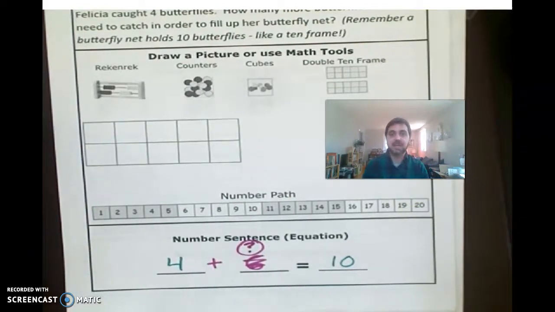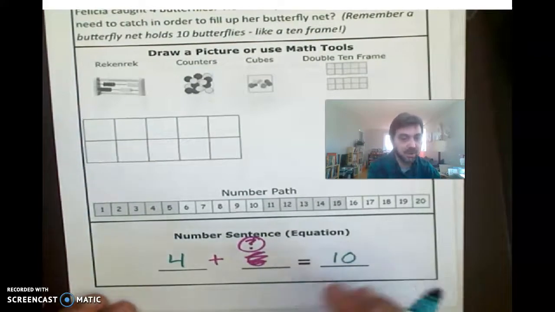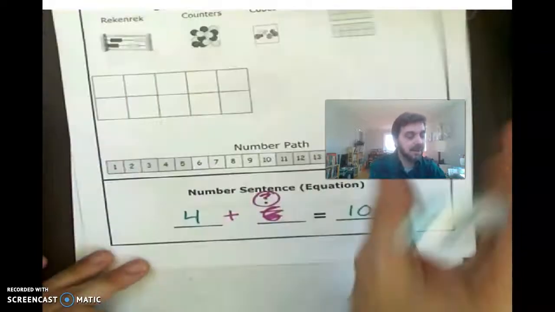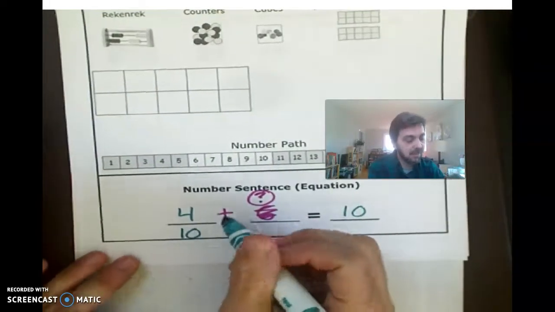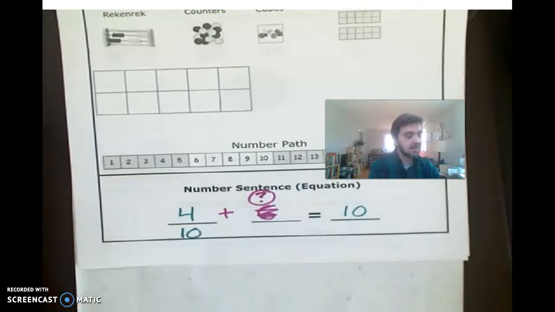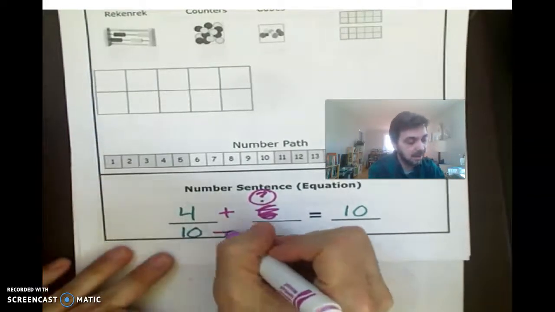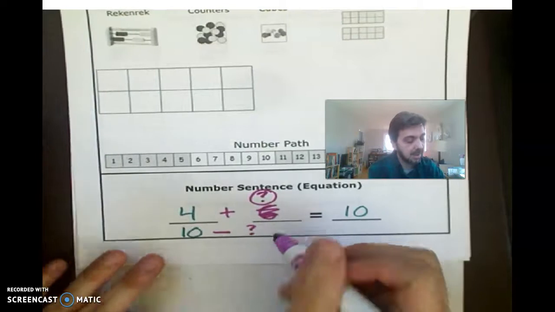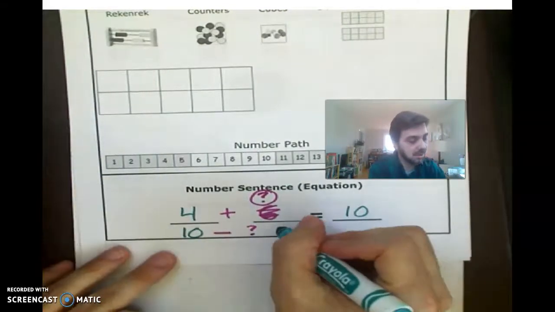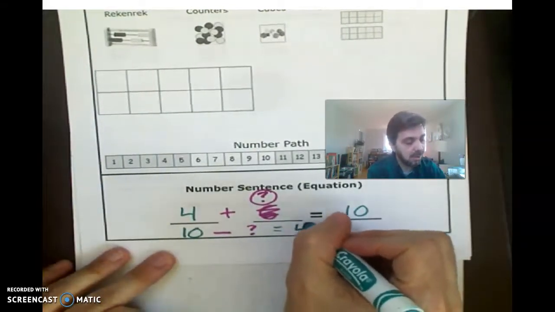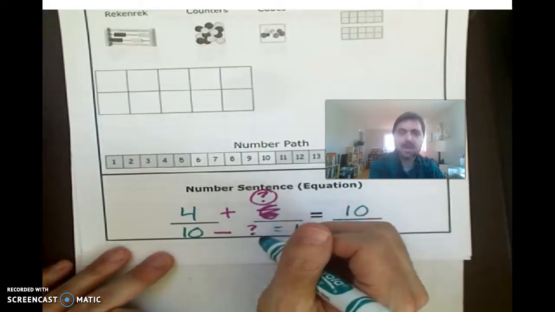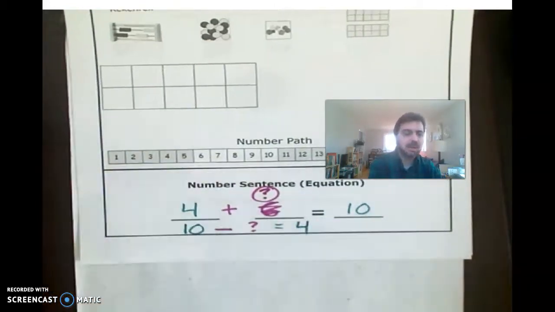Or you could think of it as the difference between 4 and 10. Like, how far is it between 4 and 10? So when you think of difference, that can be subtraction. So you could also solve it this way. You could say, what is 10 take away what, question mark, equals 4.